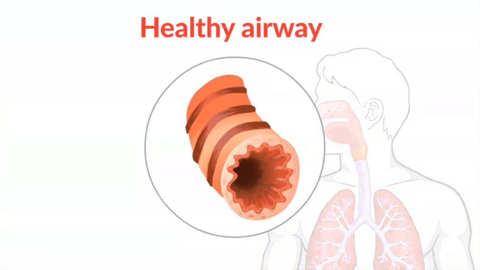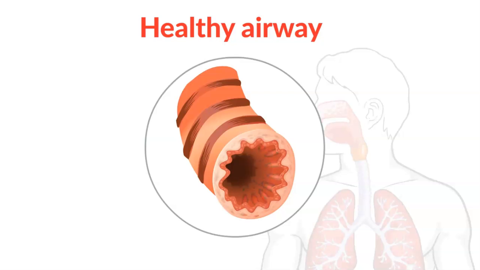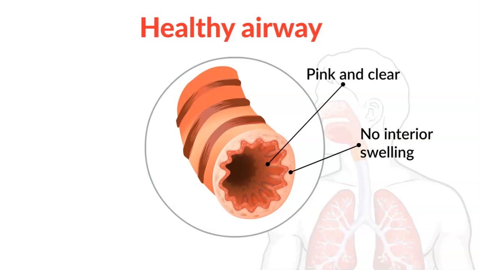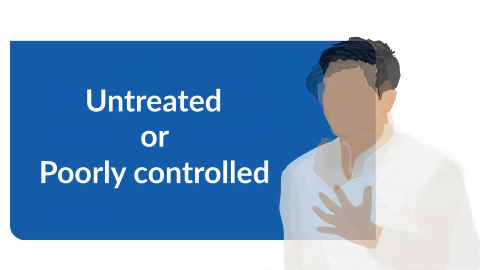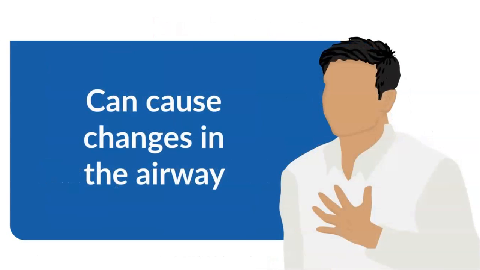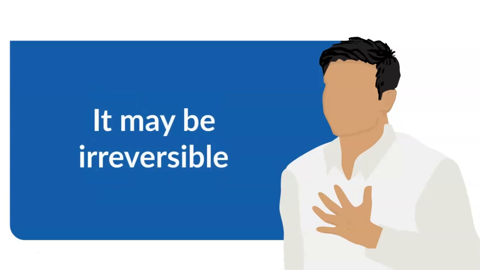This is how the airway looks in an airway without asthma. The airway is pink and clear, with no interior swelling, and the muscle bands around the airways are not tight. There is no mucus overproduction. Air moves freely through the open airway. Untreated or poorly controlled asthma can cause changes in the airway that may be irreversible.